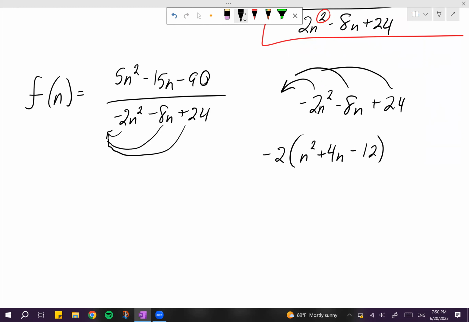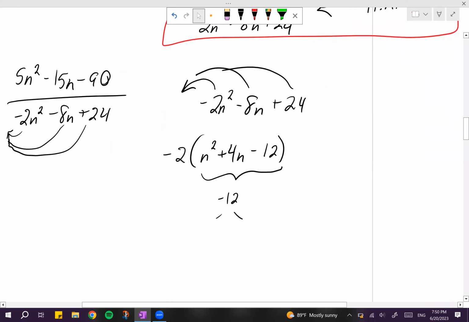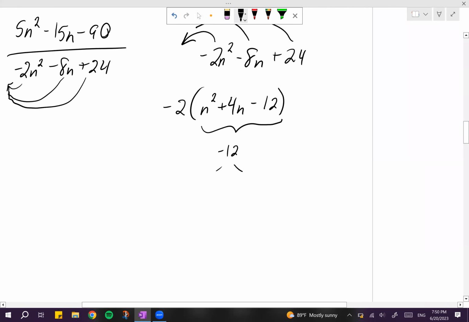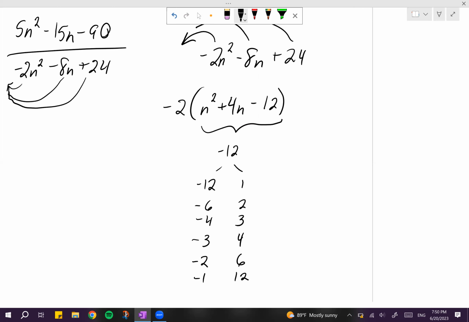All right. Now I'm going to try and factor this term, and I'm going to look at the factors of negative 12 and see if there are any that add up to positive 4. I could have negative 12 and 1, negative 6 and 2, negative 4 and 3, negative 3 and 4, negative 2 and 6, and negative 1 and 12. If I add any of these up, I'll see that the only one that gives me positive 4 is negative 2 and 6. So this term factors as negative 2 times n minus 2 times n plus 6.